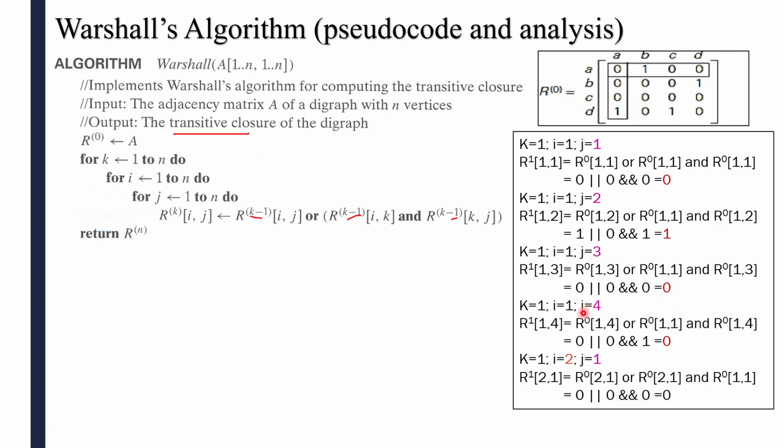Next, incrementing j, it becomes 4 now. So you substitute the j value in the place of j now. That is 4 here and j here is now 4. What is the meaning of this one? First row, fourth column. First row, fourth column value is 0. So first row, first column value is also 0.